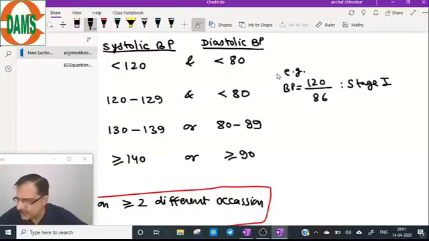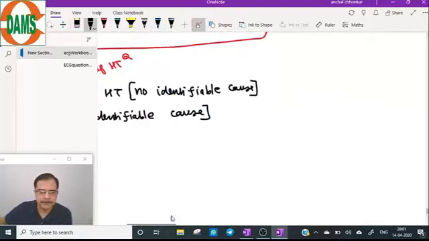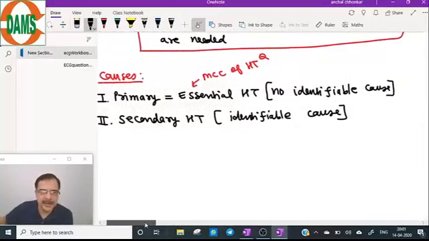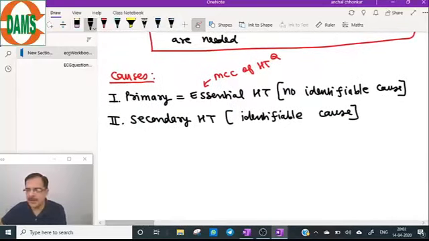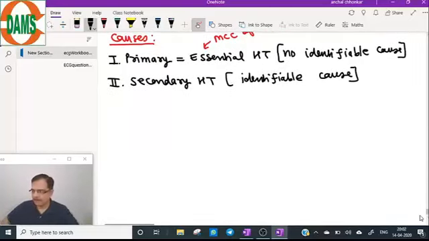Yes, this is an example of stage 1. Stage 1. Very good. Now, coming to the secondary hypertension. So, secondary hypertension, first the renal related causes.